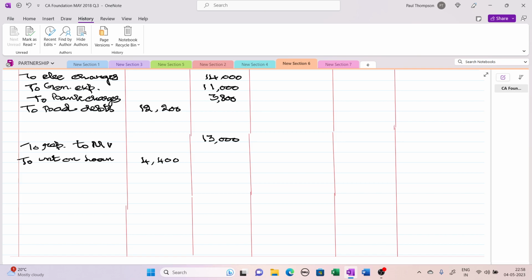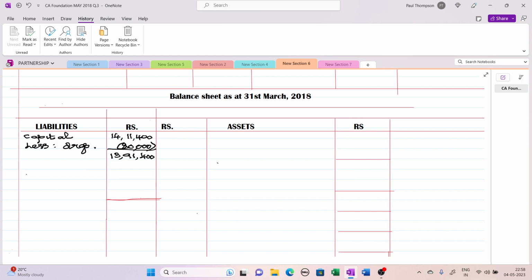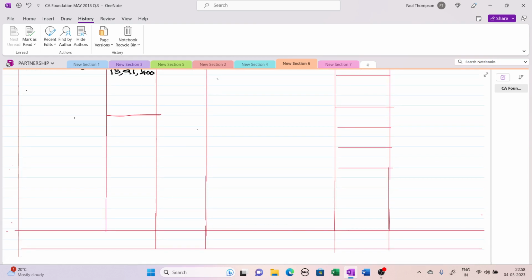4,400. Then they have given the item loan from Rajan. Loan from Rajan is a liability. So we have to write it here in the liability of our balance sheet. Loan from Mr. Rajan. You can write it in the inner column, and any adjustment you can make in this itself, or you can make the adjustment separately also. I am writing it in the inner column.